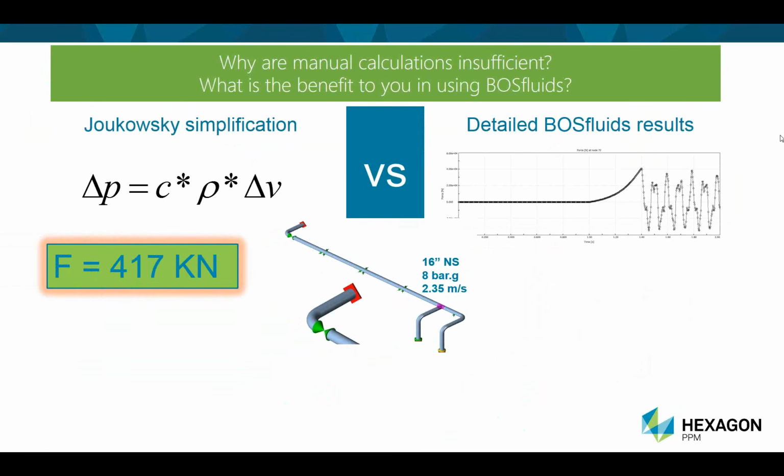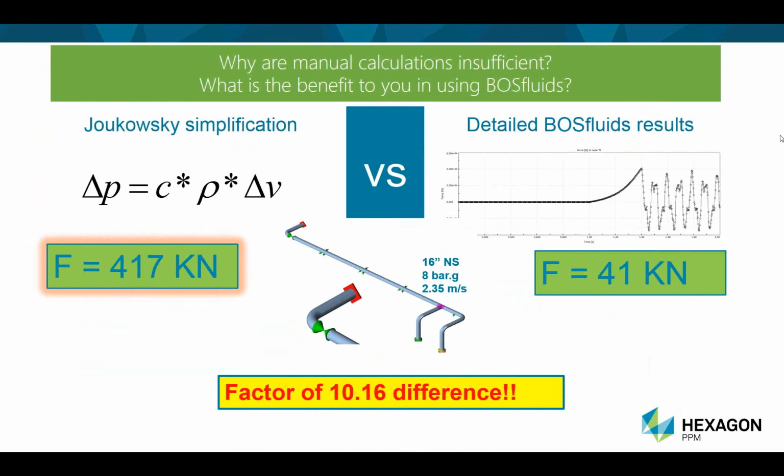Now, on this particular system, the force computed using the Joukowsky simplification comes out at 417 kilonewtons. That's quite a high force. It's rather significant. If we compare that to the BOSfluids results, the peak force that we get, the maximum force anywhere in the system from BOSfluids, comes out at 41 kilonewtons. And you can see straight away, this is pretty clear. That's a factor of around 10. It's actually 10.16 in terms of the difference.